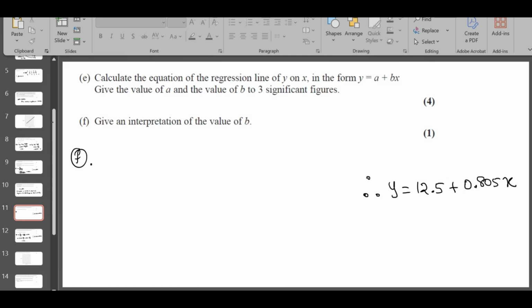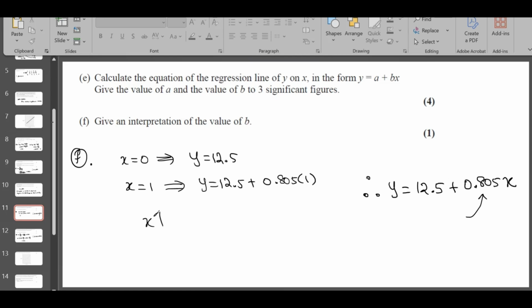Part F now. Give an interpretation of the value of B. Value of B is the same as the gradient. So basically in this line, when you replace x by 0, the value of y is 12.5. If you replace x by 1, the y value increases from 12.5 by 0.805, right? So when you increase x by 1, y increases by 0.805. This is just for your reference. You cannot write this. You need to write what x and y are in this context.